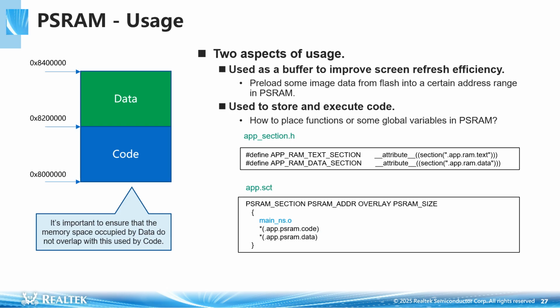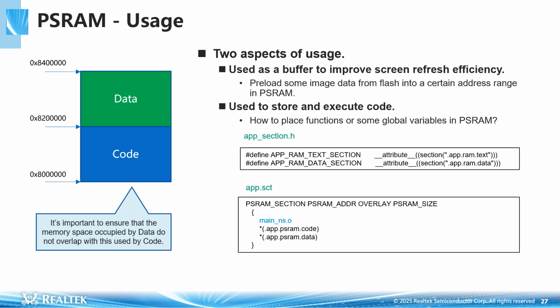PSRAM serves 2 primary purposes. First, it acts as a buffer to improve screen refresh efficiency. By preloading image data into PSRAM, screen display latency is reduced, enabling smoother and faster refresh rates. This method is particularly well suited for display applications requiring high dynamic effects.